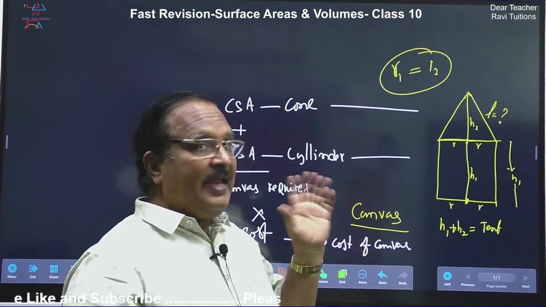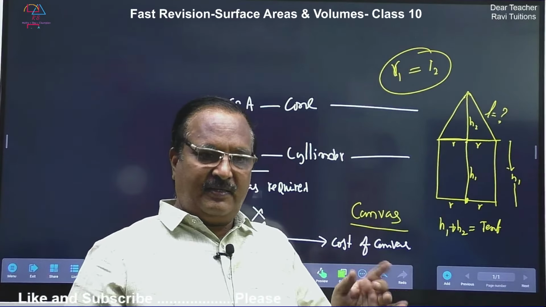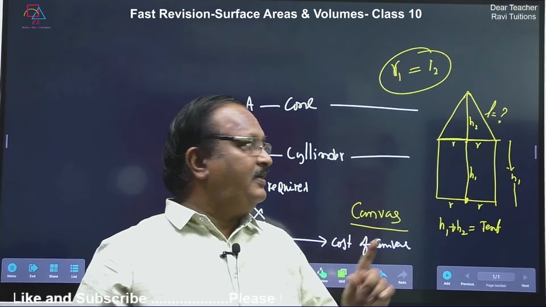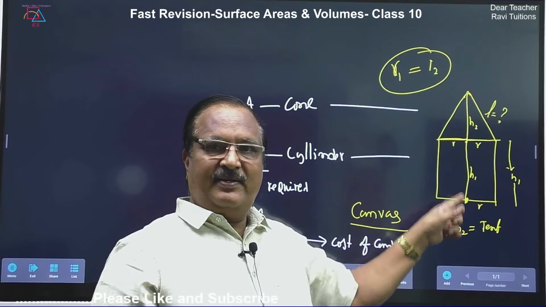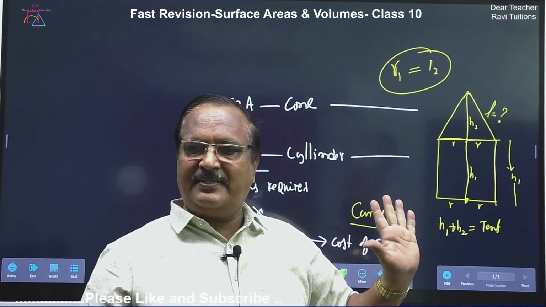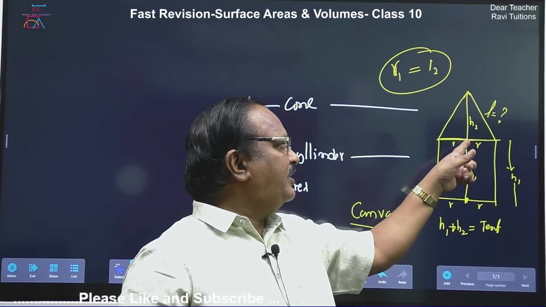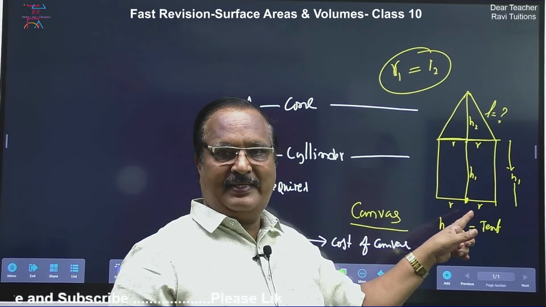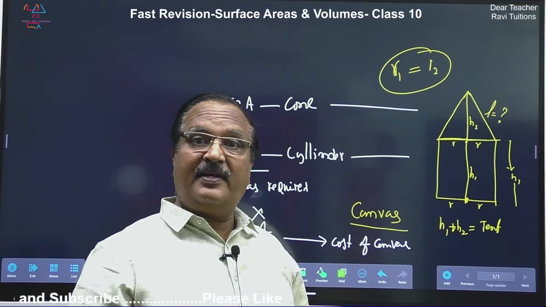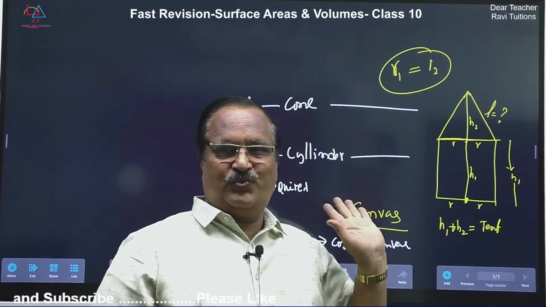Okay. Slant height, height. If it is simply given height, that is vertical height. Vertical height is simply called height in the examination also. If it is just given height, understand that is only vertical height. Okay. Height of the tent. What is the height of the tent is given? Height of the tent is H1 plus H2.